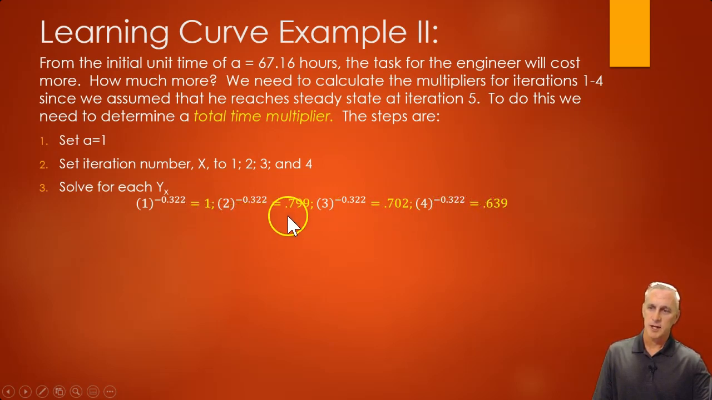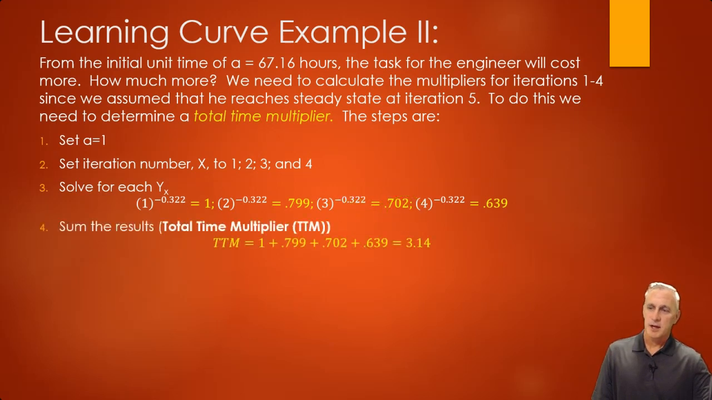We get a value of 1 again, because 1 to the anything is 1, and so on, 0.799, 0.702, and 0.639. Now, if we want to figure out the multiplier, we say, okay, well, now we've got to add all these up: 1, 0.799, 0.702, 0.639. That gives us a value of 3.14, almost sounds like pi.